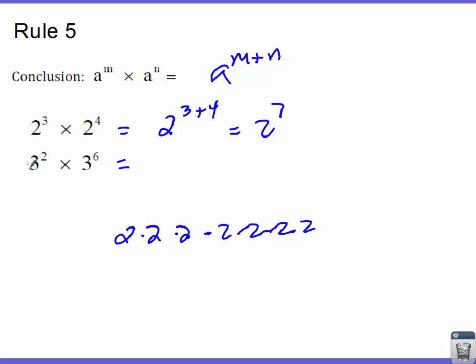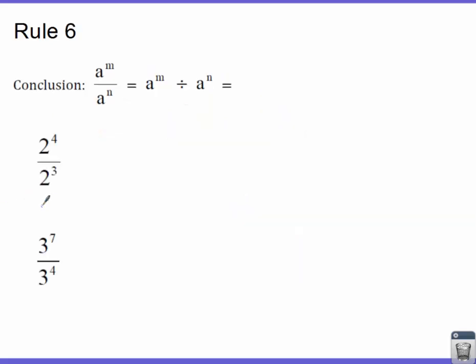Okay? So for this one right here then, we'll keep our base and we add our exponents. 2 and 6 make 8. Now if I wanted to evaluate those, we would then type those into the calculator to get the answer. Okay. Rule number 6. This one's just the opposite of rule number 5. Rule number 5 was I'm multiplying the two exponent expressions together. Rule number 6 is I'm dividing the exponent expressions.